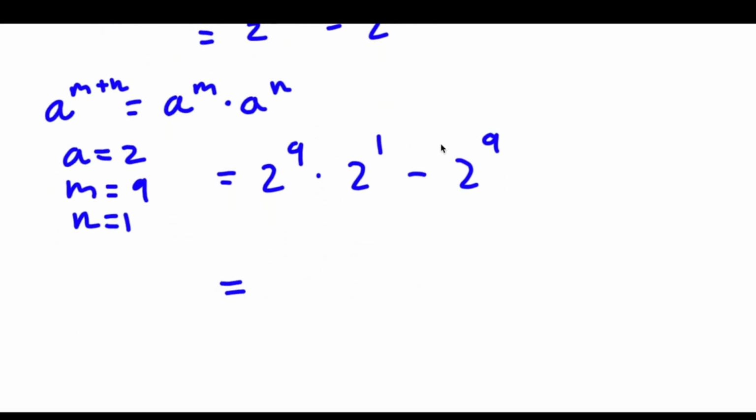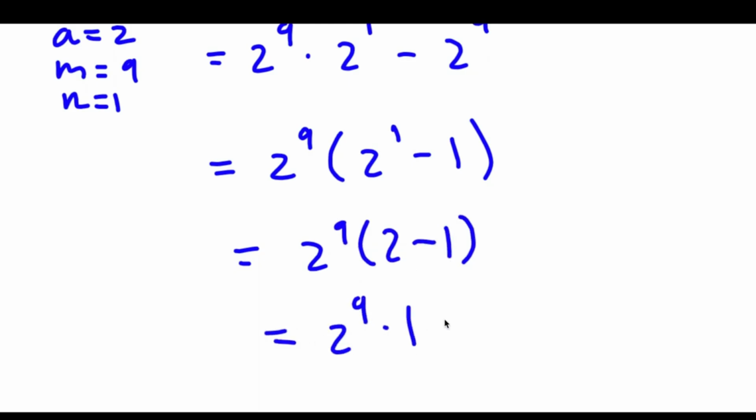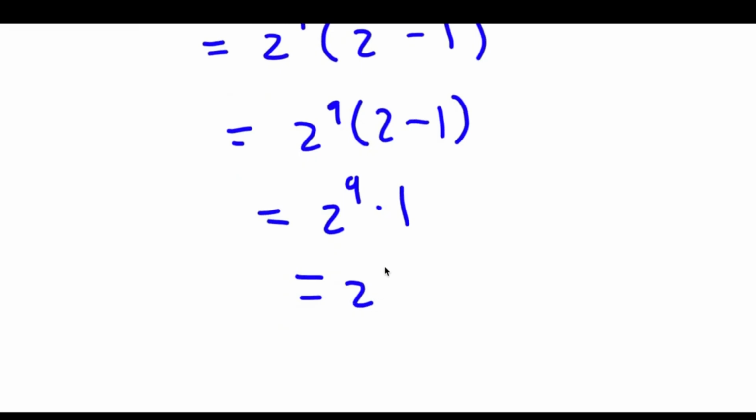Now I have this minus 2 to the power of 9. Because both of these terms have 2 to the power of 9 in them, I can simply factor out 2 to the power of 9. So now I have 2 to the power of 9 times 2 to the power of 1 divided by 2 to the power of 9, which is simply 2 to the power of 1, minus 2 to the power of 9 divided by 2 to the power of 9, which is 1. 2 to the power of 1 is the same thing as 2, so I have 2 to the power of 9 times 2 minus 1. 2 minus 1 is 1, so I have 2 to the power of 9 times 1, which is equal to 2 to the power of 9.